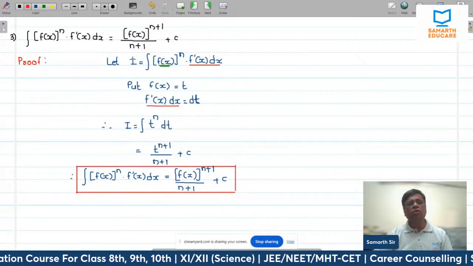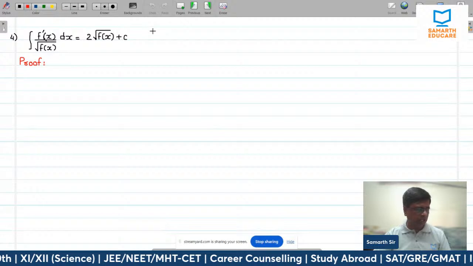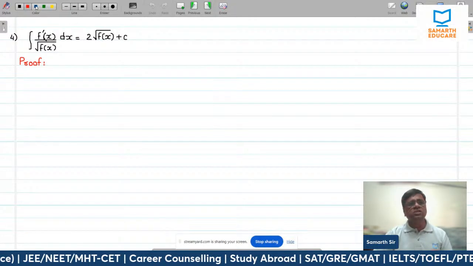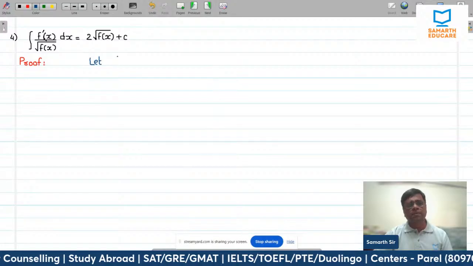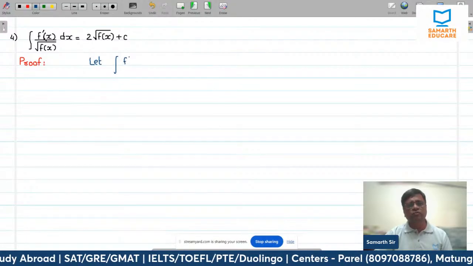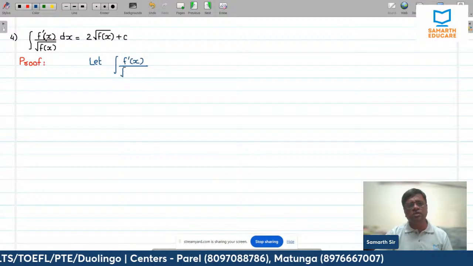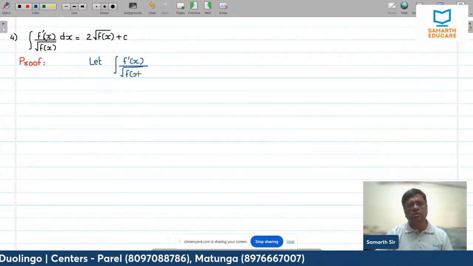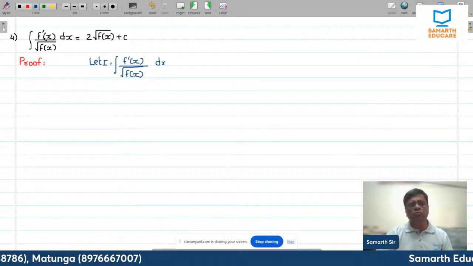Okay, now let's move on to the next one, that is the last one for today. Let us say that integration of f dash x upon root of fx dx. ये मेरा problem है. Let us take it as a problem.